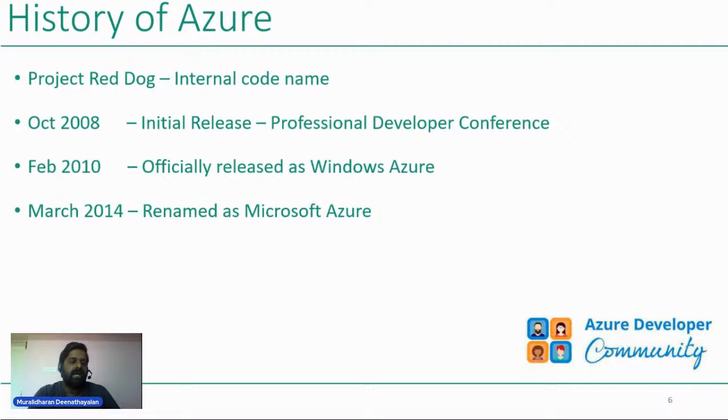Okay, so the next one is the history of Azure. Initially, Microsoft coded the name Project Red Dog for Azure. That's called the internal code name. Then later, in October 2008, the very initial release of Azure was released at the Professional Developers Conference. And later, in February 2010, they officially renamed it Windows Azure rather than Project Red Dog. So there is a lot of confusion between the names Microsoft Azure and Windows Azure. Then they completely renamed it in March 2014 as Microsoft Azure. So there is no Windows Azure now. Here it is called Microsoft Azure.